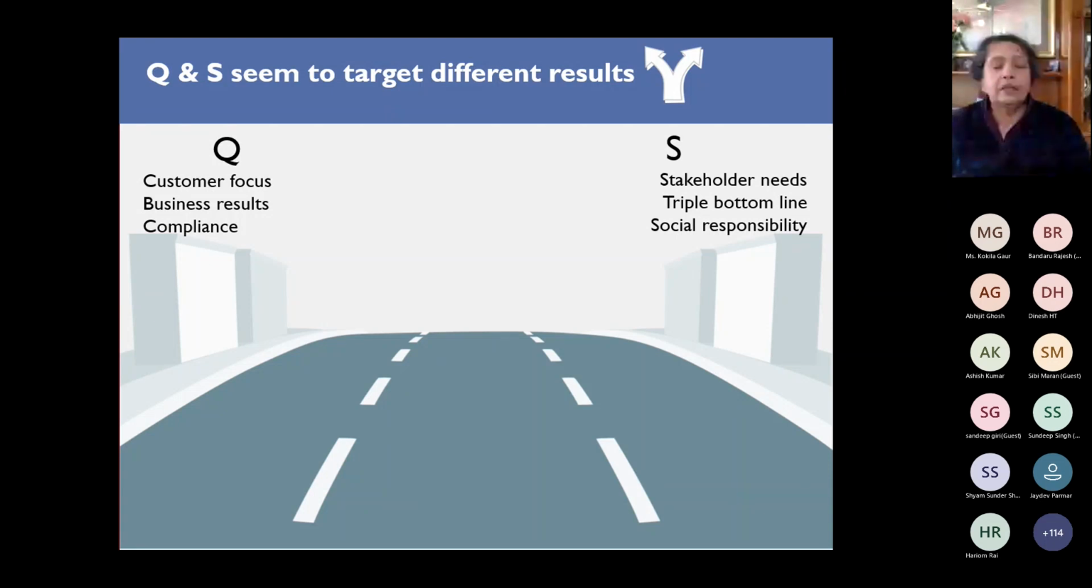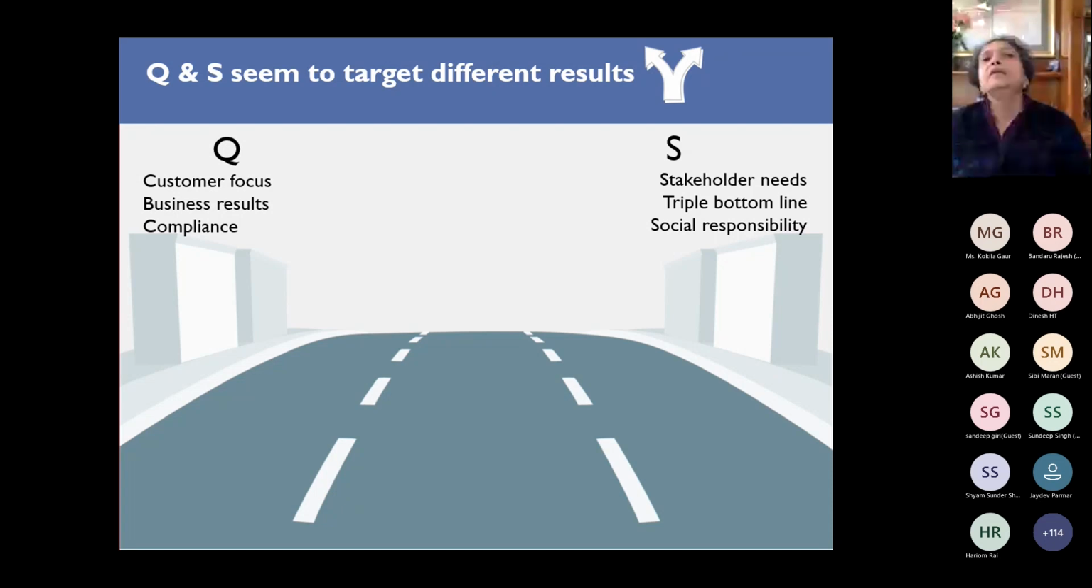And also, since we talk of intergenerational responsibility, then future generations also have a stake in what is happening in today's business. And then in terms of business results, it's not just financial performance. In sustainability, we talk of the triple bottom line. I'm sure everyone here is aware of the triple bottom line: economic, environmental, social. And then also in sustainability, the whole mindset is of social responsibility, that we do responsible business.